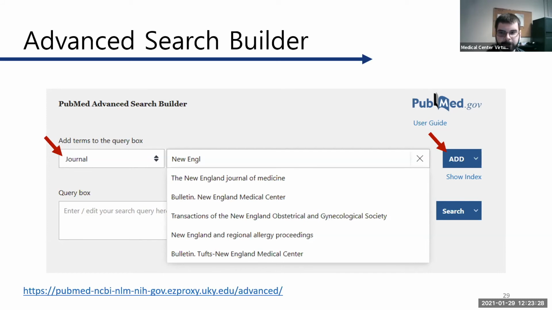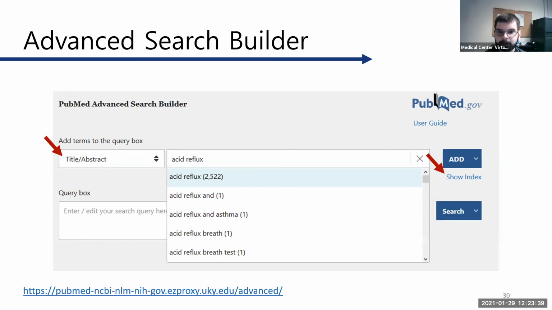So another field that we commonly use is the title abstract field, and that'll return search results if your keywords are in the title or abstract parts of the article citation. And you can see that here. If you're looking for a phrase and you want to see if it's contained in any articles in PubMed, you can find out how many times it appears by clicking Show Index. So I typed in acid reflux and then hit the Show Index button, and I could see then that it appeared over 2,500 times inside of PubMed.